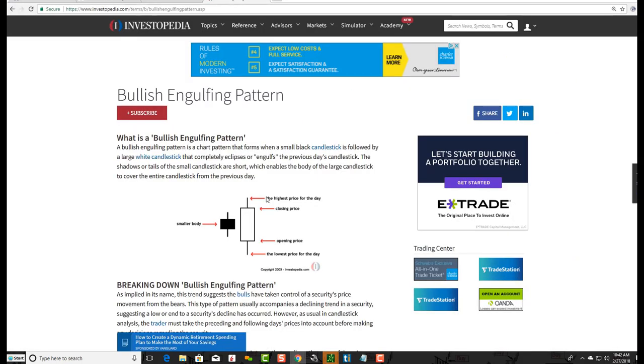So, the bullish engulfing pattern is a chart pattern that forms when a small black candle, or red depending on what your chart is, is followed by a large white candlestick, or a green one, that completely eclipses or engulfs the previous day's candlestick. The shadows or tails of the small candlestick are short, which enables the body of the large candlestick to cover the entire candlestick from the previous day. So that's ideally what it would look like, right?